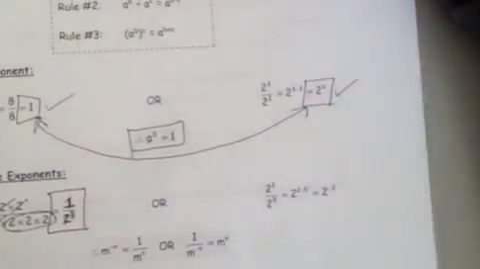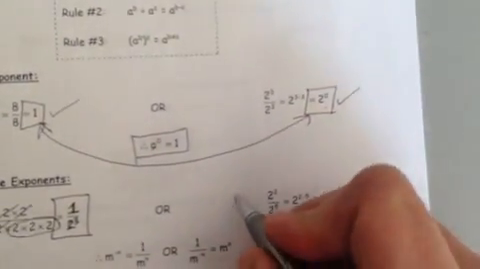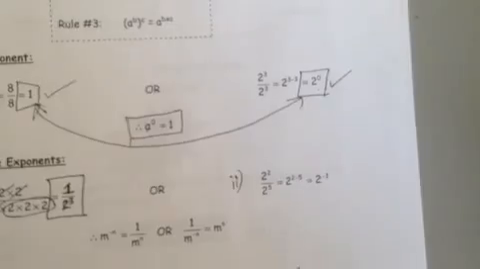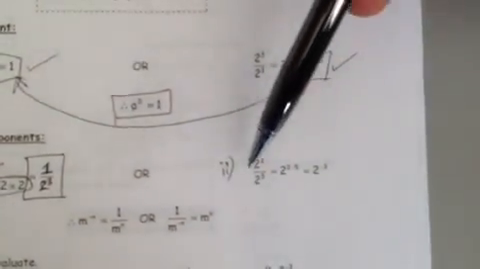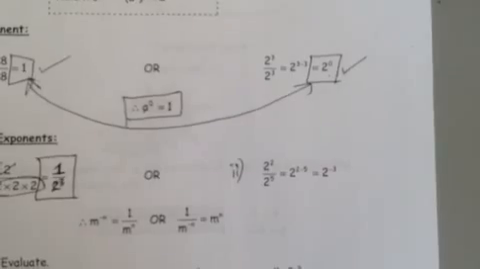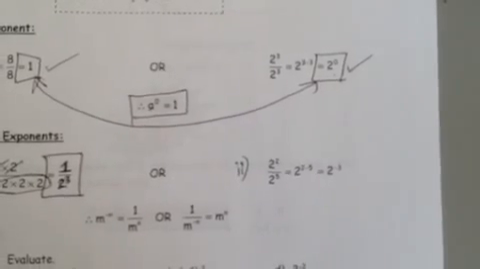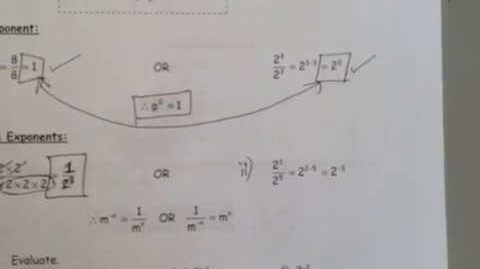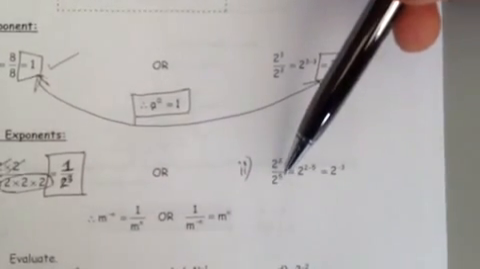However, if we do this same exact problem using exponent rules, the rules state that if you're dividing two exponents or two powers that have the exact same base, you're going to keep the base the same and subtract the exponents. So I have 2 to the power of 2 divided by 2 to the power of 5.